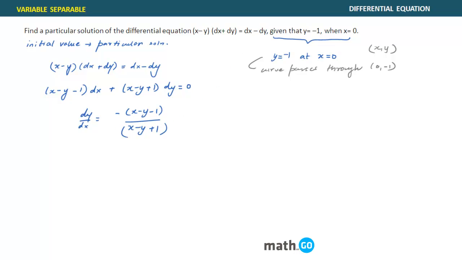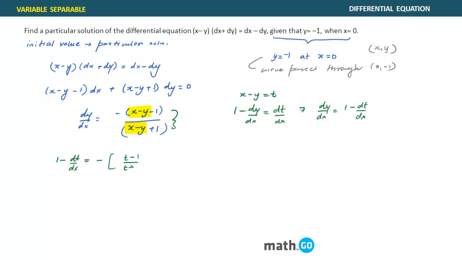As you can see, it is not directly in the variable separable form, but we have solved these kinds of questions where you can see the pattern is that x minus y is getting repeated in the numerator as well as in the denominator. So if I put x minus y is equal to t here, I get 1 minus dy by dx is equal to dt by dx, or in a way I can say dy by dx is equal to 1 minus dt by dx. So this reduces to 1 minus dt by dx is equal to minus (t minus 1) by (t plus 1). This is what we can say over here.